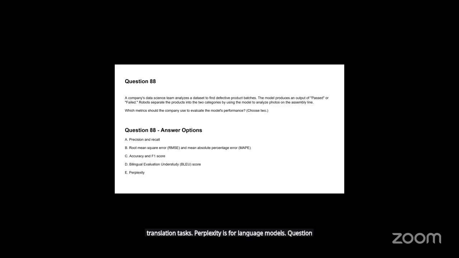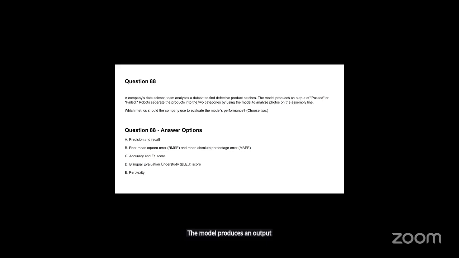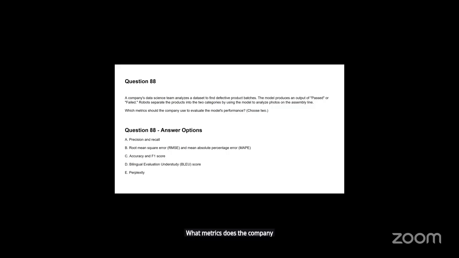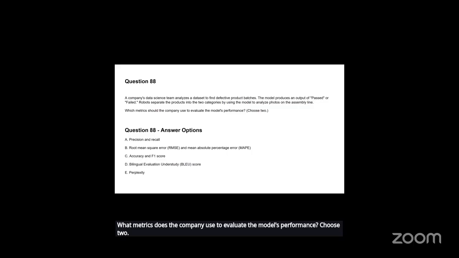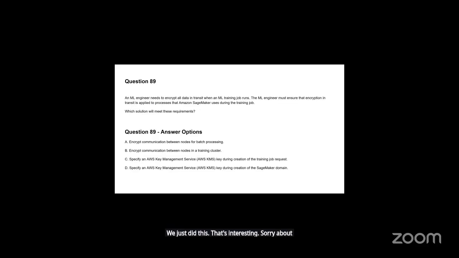Question 88. A company's data science team analyzes a data set to find defective product batches. The model produces an output of passed or failed. Robots separate the products into two categories by using the model to analyze photos on the assembly line. What metrics does the company use to evaluate the model's performance? Choose two. We just did this. That's interesting. Sorry about that.